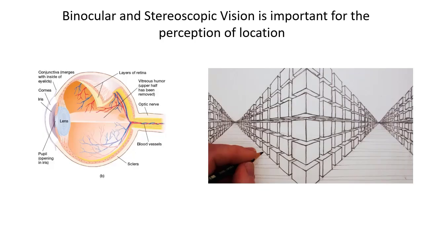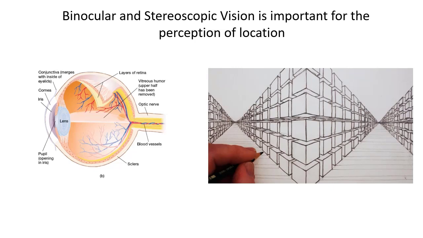One of the most important things for us to be able to perceive location is the fact that we have two eyes. So we have binocular or stereoscopic vision. And we also have the ability to make small adjustments. So we have ciliary muscles that control the lens of the eye.